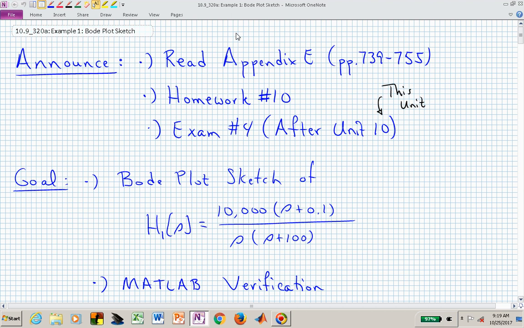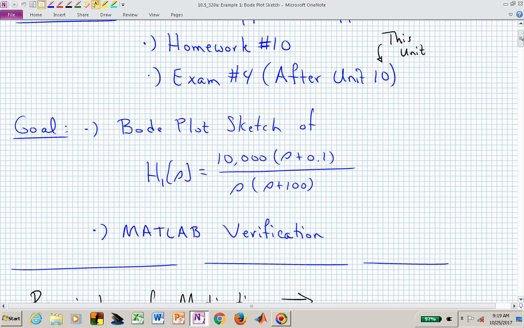And we'll do that now in this video for this first transfer function, which I hope you're starting to see what's going on by just looking at this transfer function itself. We have a gain of 10,000. We have a 0 at minus 0.1, we have a pole at the origin, and we have a second pole at minus 100.